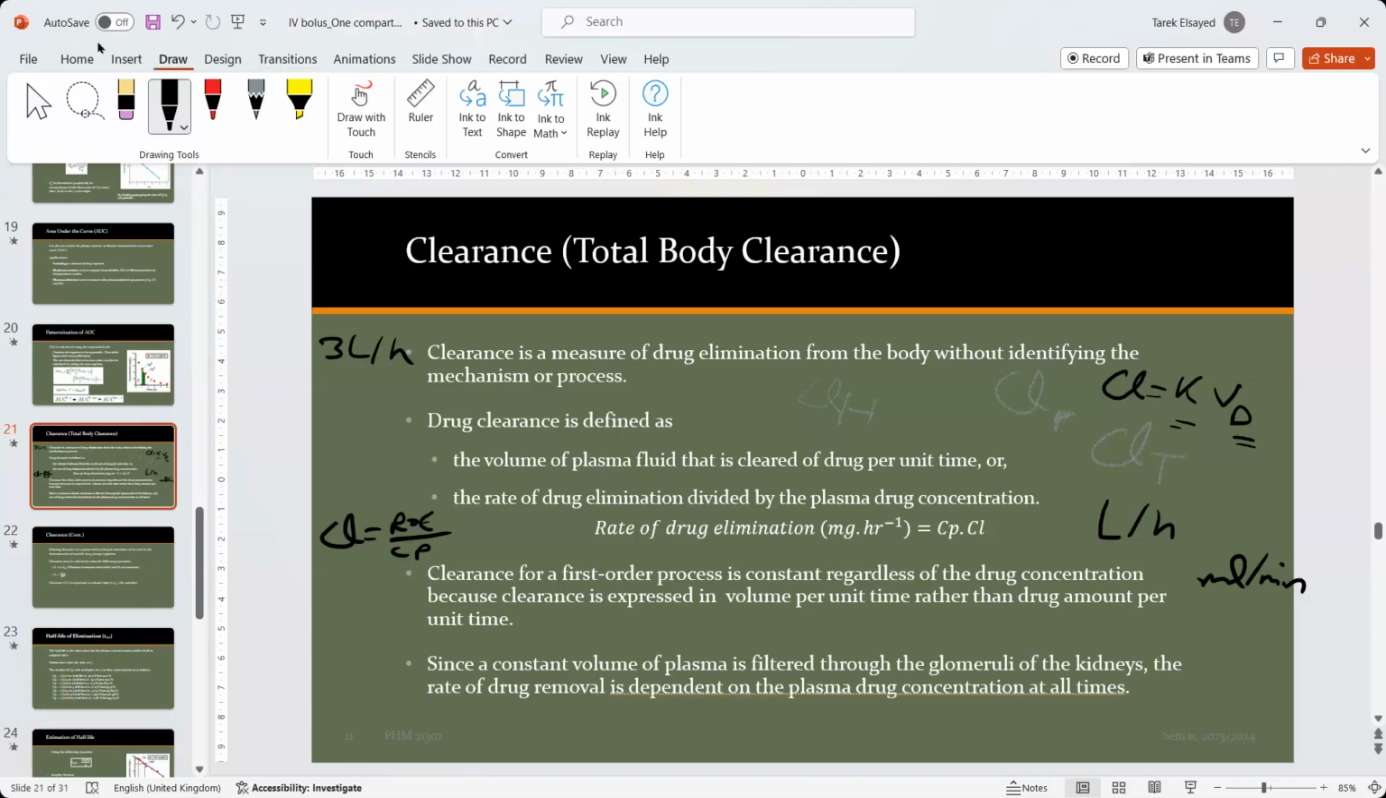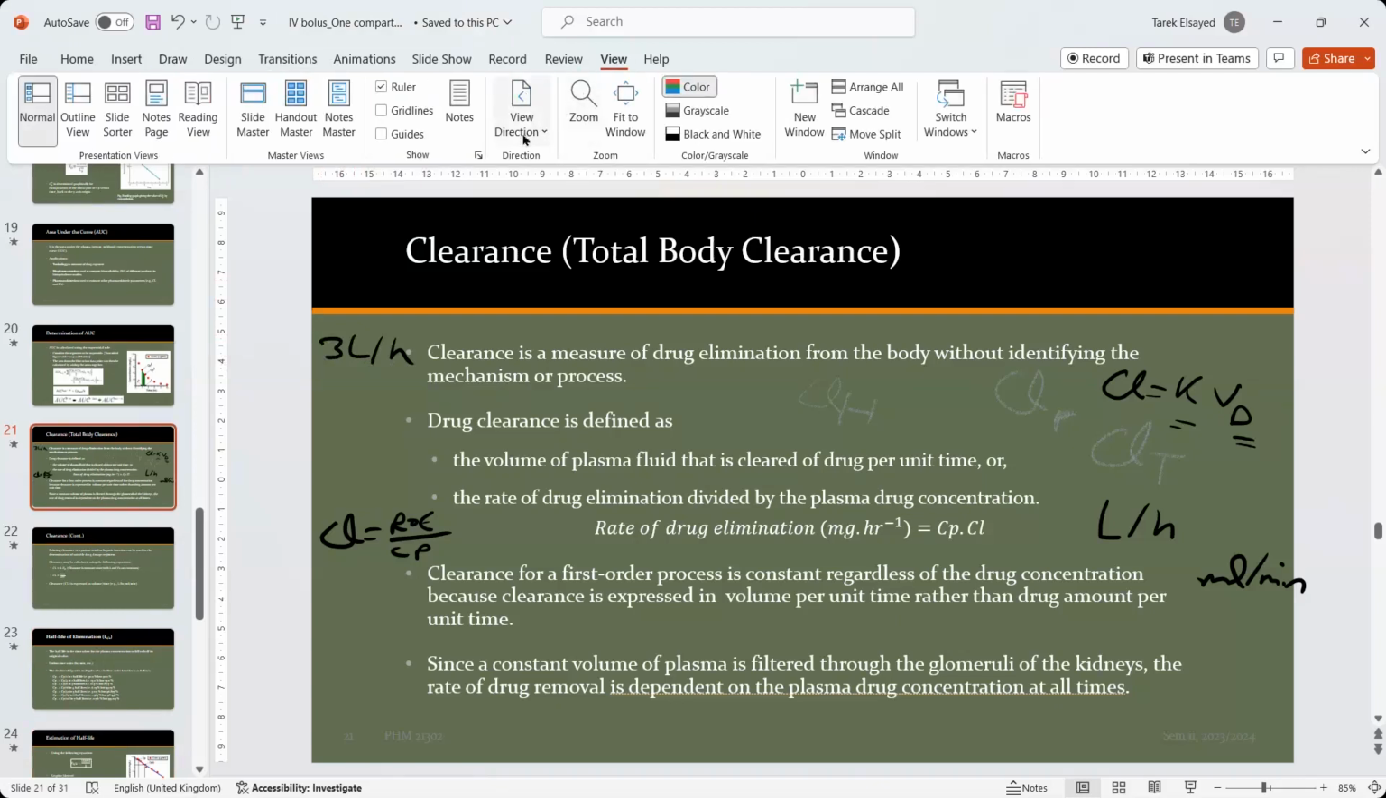Okay? And then this means that every hour, 3 liters of the volume of distribution will be cleared from the drug, right? Means that every hour, 3 liters of the volume of distribution will be cleared from the drug. So first hour, maybe concentration is, for example, 10 milligram per liter. So the 3 liters will have 30 milligrams. So we will lose 30 milligrams of the drug in the first hour.